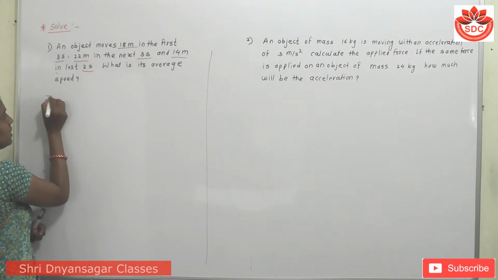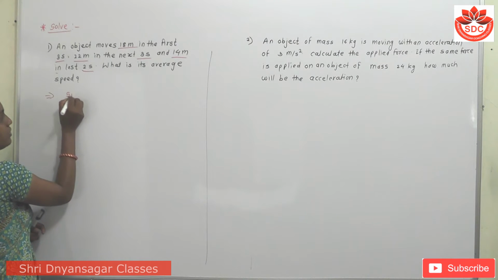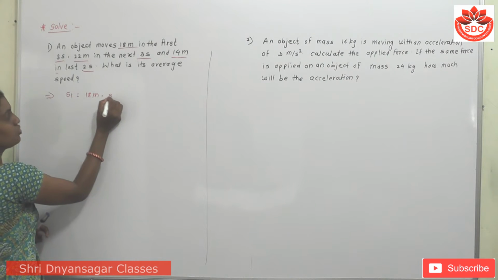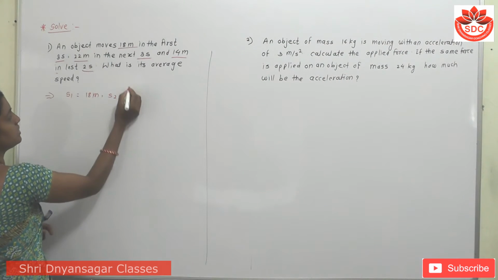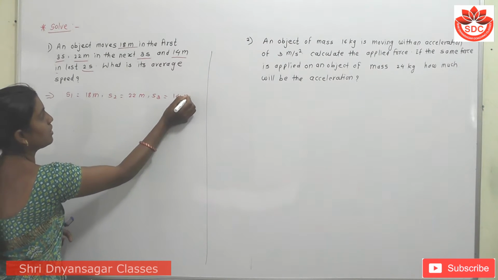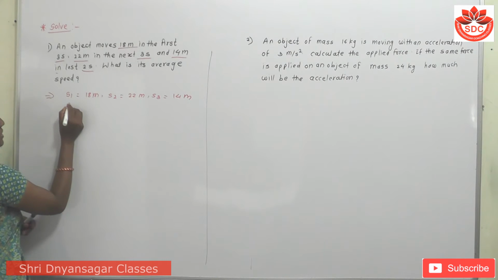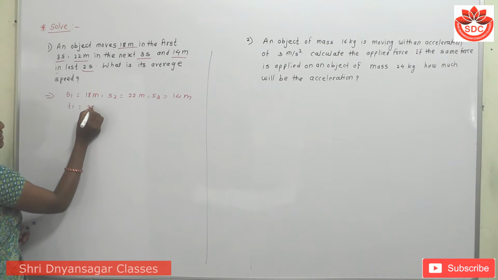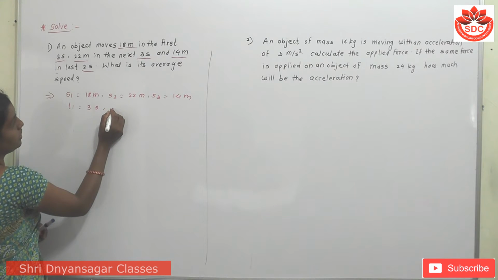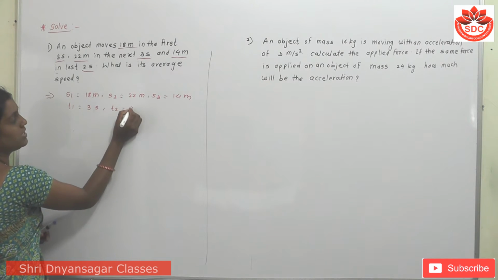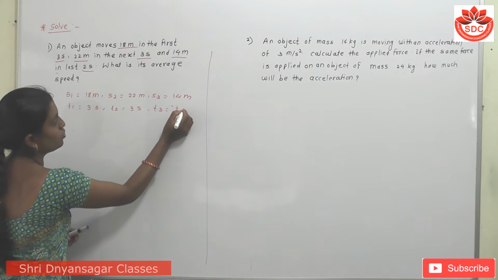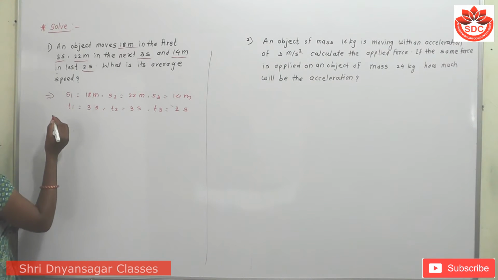So what is given here? So given things are S1, that is the first distance given 18 meter. Okay, S2, that is second given distance 22 meter, and S3, that is 14 meter. Okay, now timing is there. T1 is equal to 3 seconds, then T2 is equal to 3 seconds, and T3 is equal to again 2 seconds. So we have to find out the average speed.